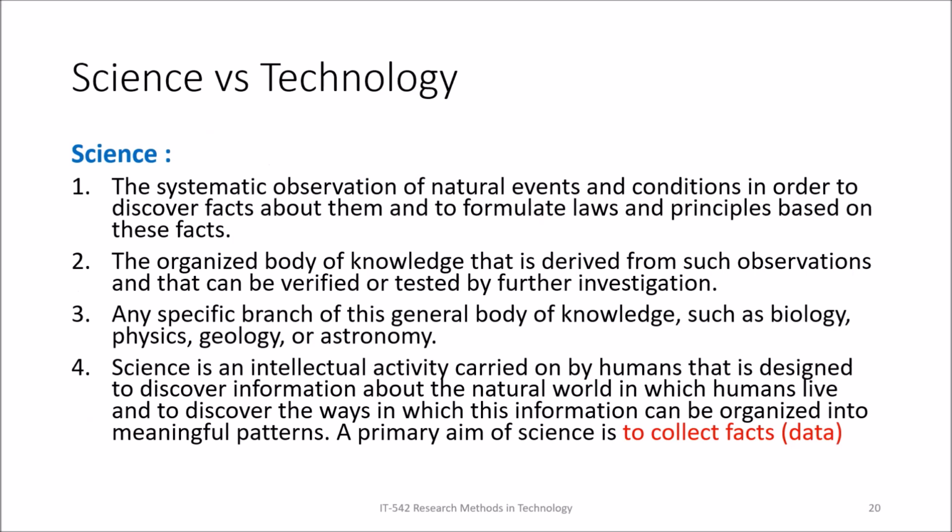Okay, so the primary aim of science is to collect facts and data. Right, if you see the description of science, it's a systematic observation of natural events and conditions in order to discover facts, right? So here the primary objective of science is to discover the facts. The organized body of knowledge that is derived from such observations and that can be verified or tested by further investigation. Any specific branch of this body of knowledge, such as biology, physics, geology, astronomy, so many areas of science are there.